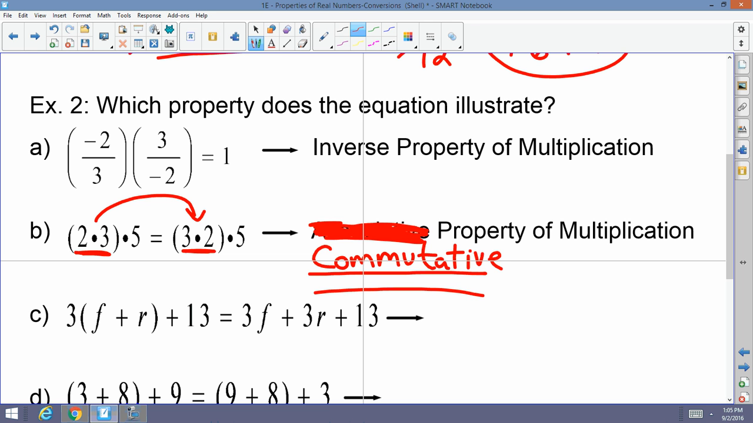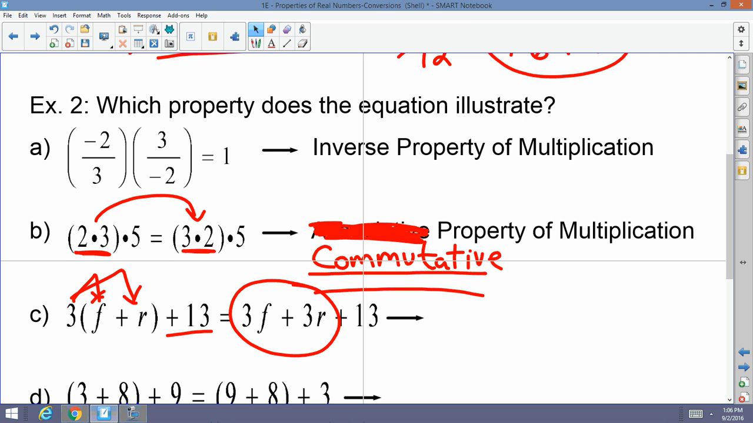Number 3, we got 3 times parentheses f plus r plus 13 equals 3f plus 3r plus 13. I see this as I multiplied 3 to the f and to the r, and then I just added the 13. Well, this part right here is a very clear example of me distributing that 3, so that is the distributive property of multiplication.